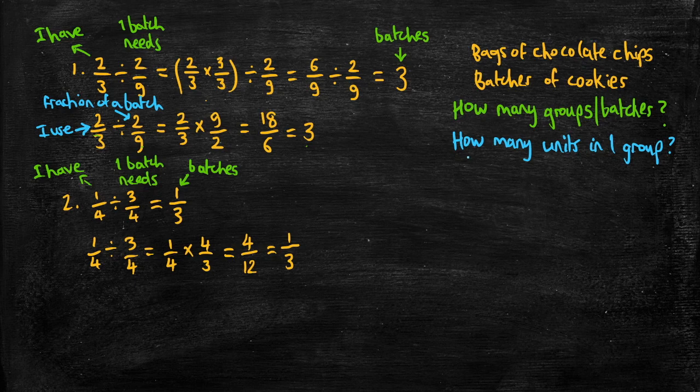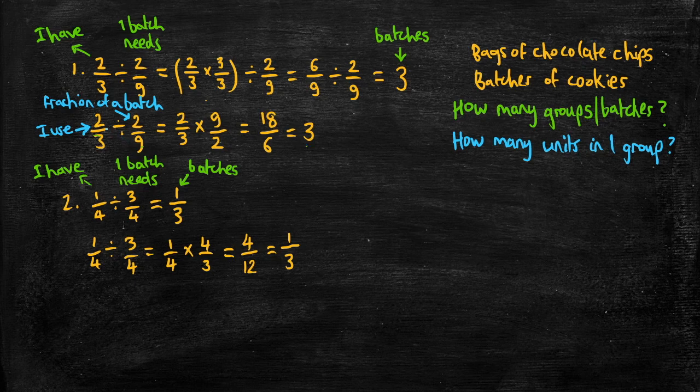Question is, how many chocolate chips do I need to make a whole batch of cookies? So 2/3 of a bag is needed for 2/9 of a batch of cookies. Three bags are going to be needed to make a whole batch of cookies.